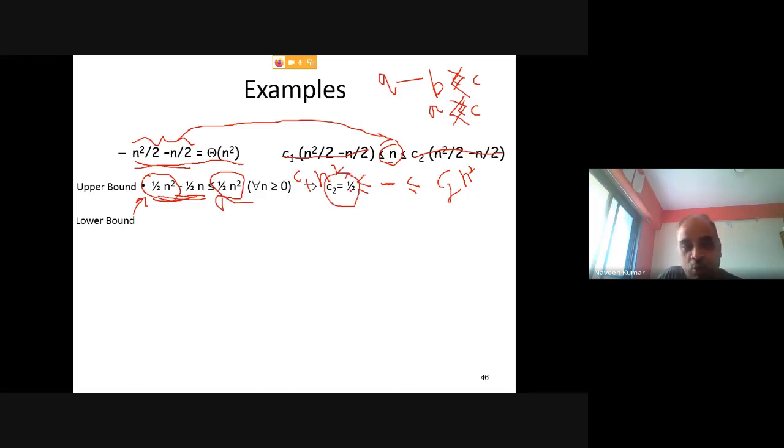Since this is the upper bound, we'll take c2, right? So c2 is half. For c2 equal to half, this function f(n) is less than or equal to c2 into n square. So that is what we actually want to show for big O notation from the upper side, right? Now go to the lower side, lower bound.